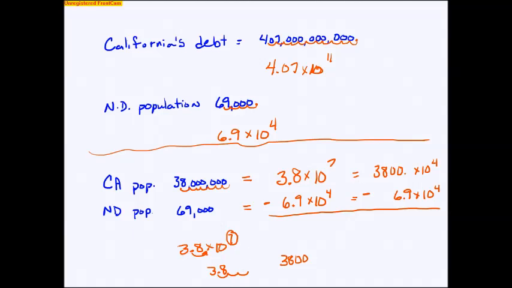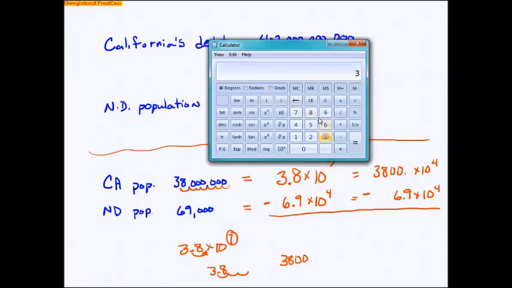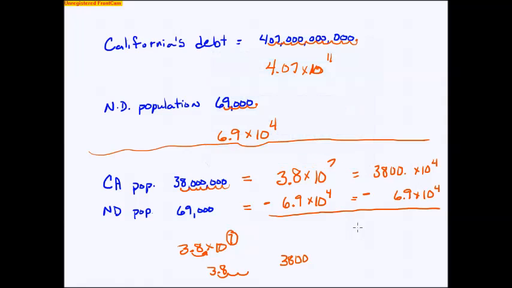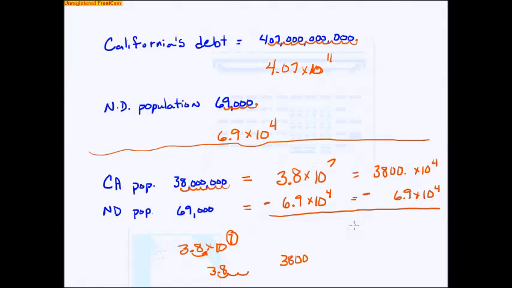3,800 minus 6.9. If we want to, we can bring up our calculator and go 3,800 minus 6.9, and I get 3793.1. So 3793.1 times 10 to the 4th. Here's a neat thing. When I subtract them, I do not have to subtract these 10 to the 4th over here. That stays the same.